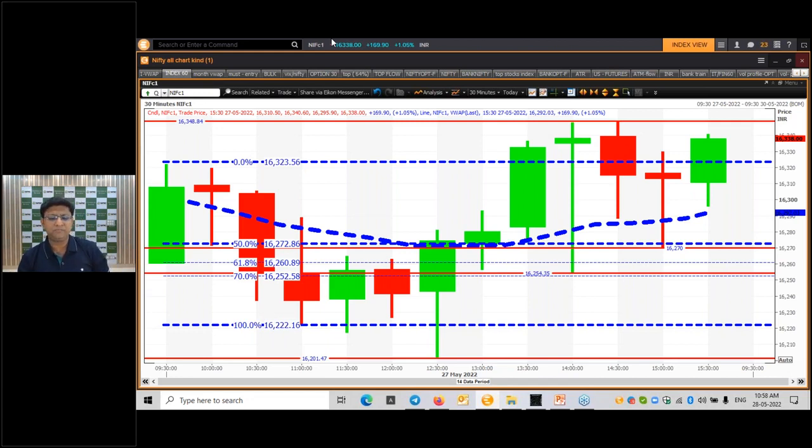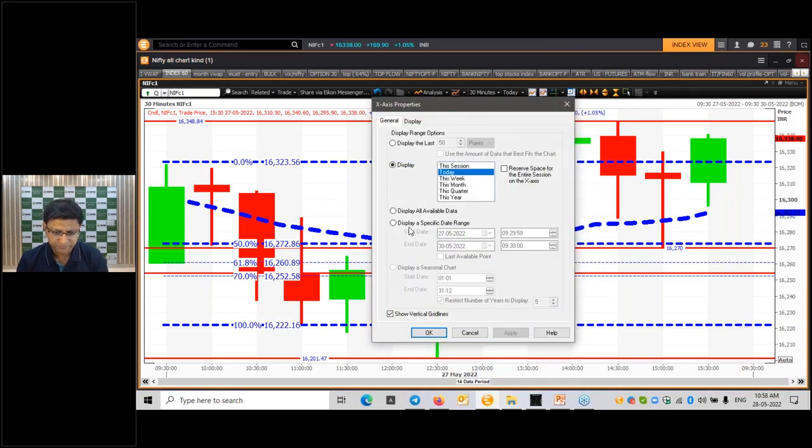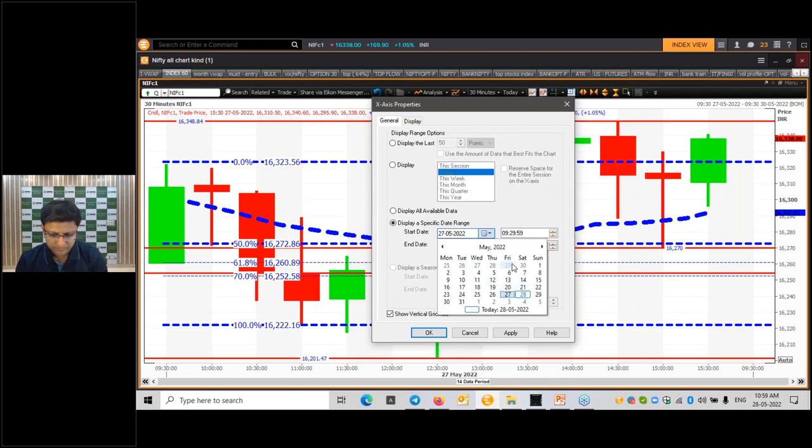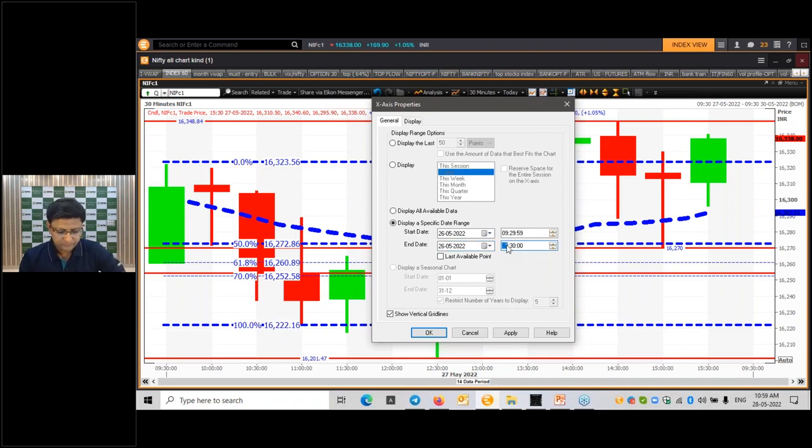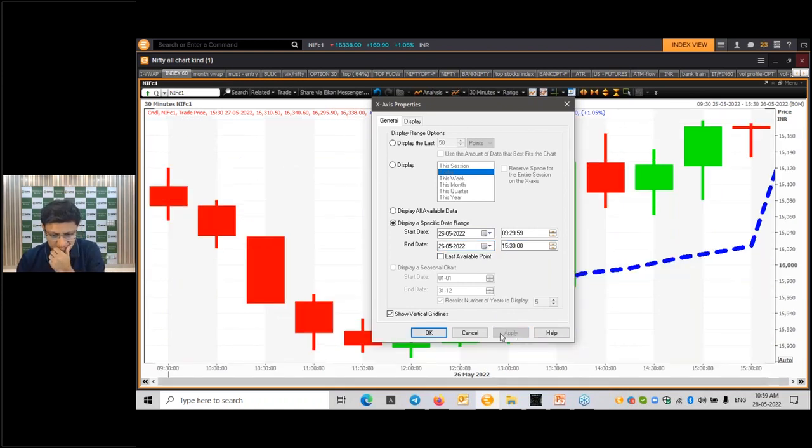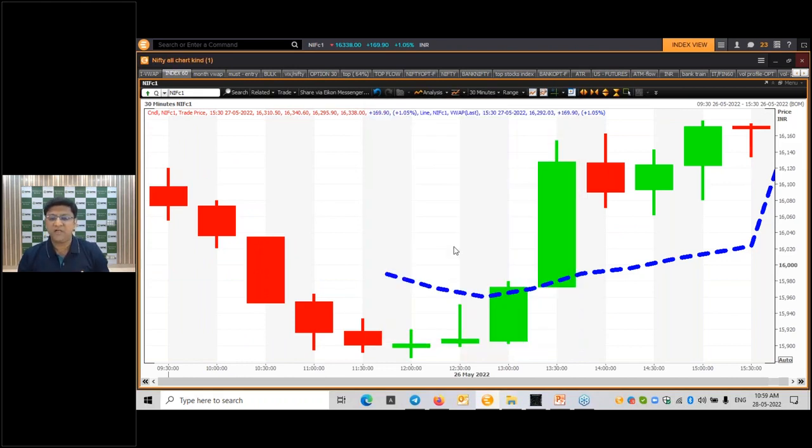Now we saw this for Friday, but on the day of expiry, let's go to expiry day. Let's move on. 25th was the expiry day. Sorry, 26th. So this is an expiry day, last Thursday.